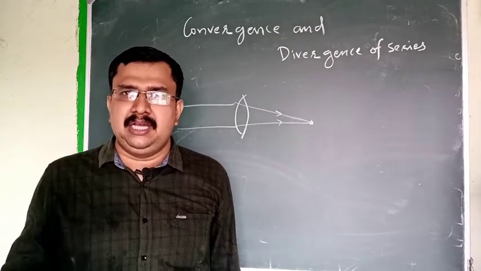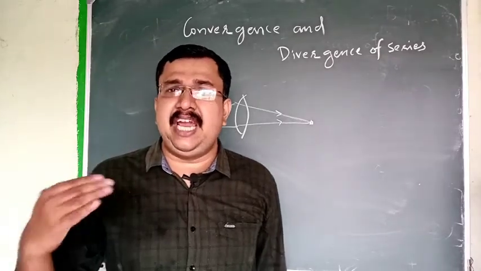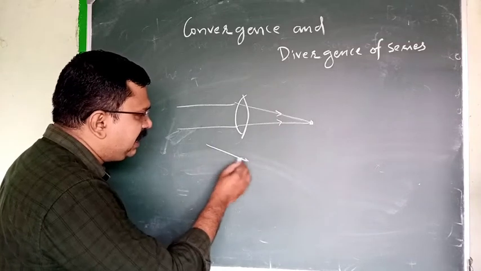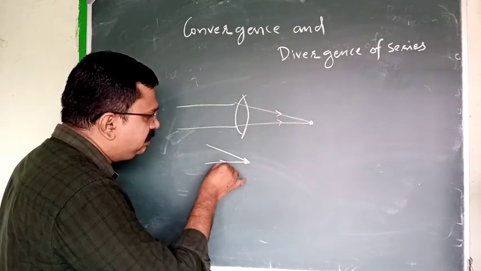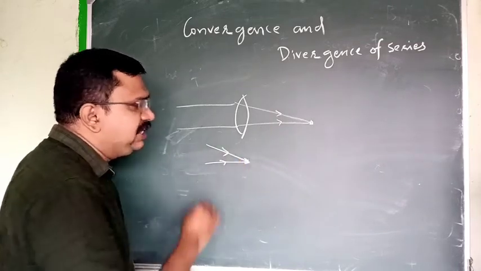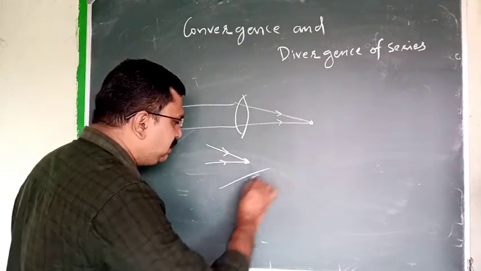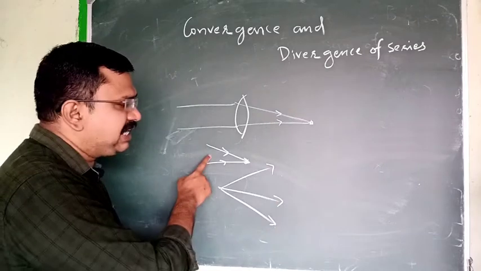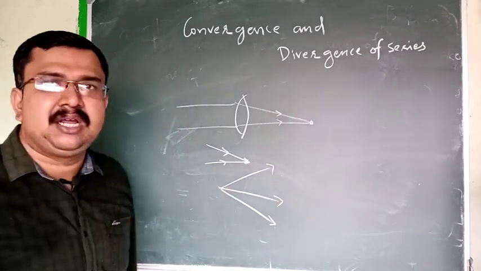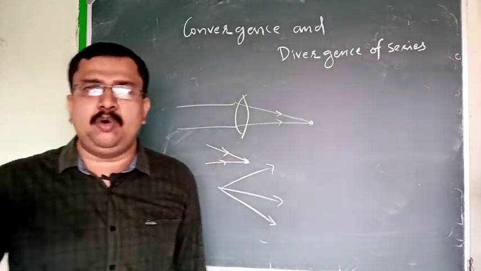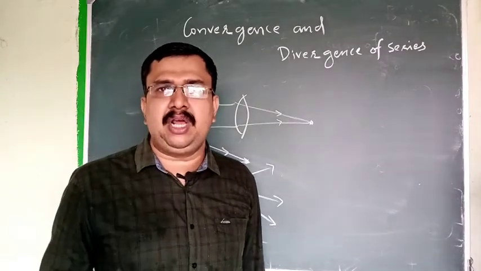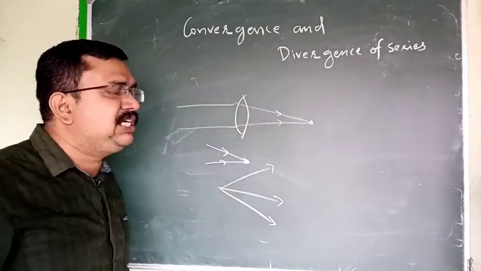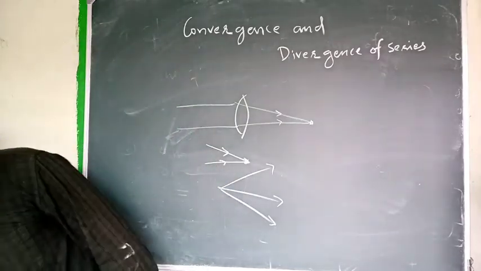Okay, the opposite of this is divergence. Divergence means, if convergent is like this one, converging to one single point, then divergent means it has so many other values. Okay, this is convergent, this is divergent. The same model in maths, we can find out convergence and divergence of a series. Listen.